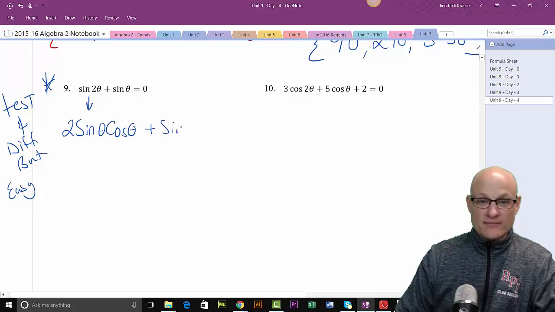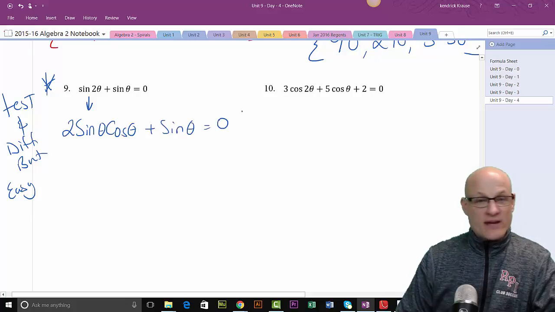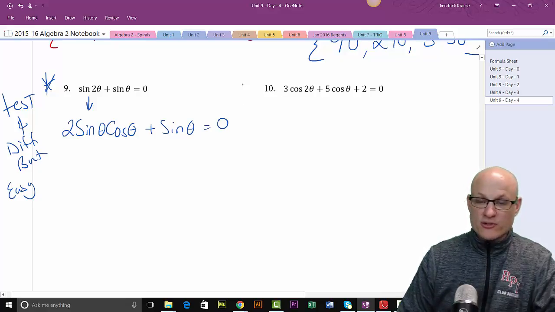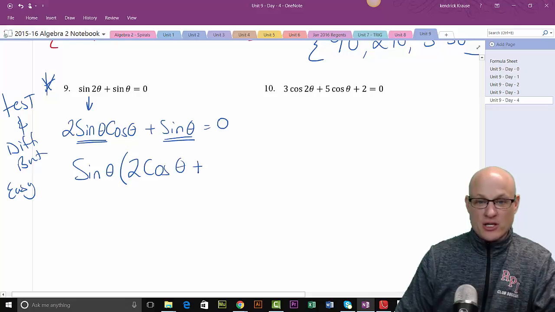Plus sine theta equals 0. Now I don't have any more squared, so there's no other replacements to do. There's no other double angles to do. So what I've got to do is look at this thing. Don't they both have a sine in common? So I'm going to take out the GCF, which is sine theta, and I'm left with 2 cosine theta plus, remember there's a 1 here, 1 equals 0. And then I've just set them equal to 0. Sine theta equals 0, and cosine theta equals negative 1/2.